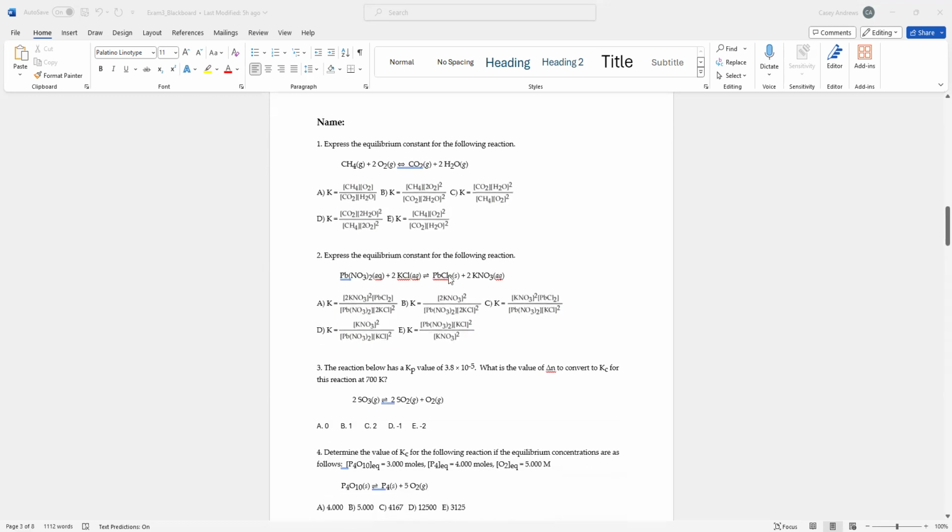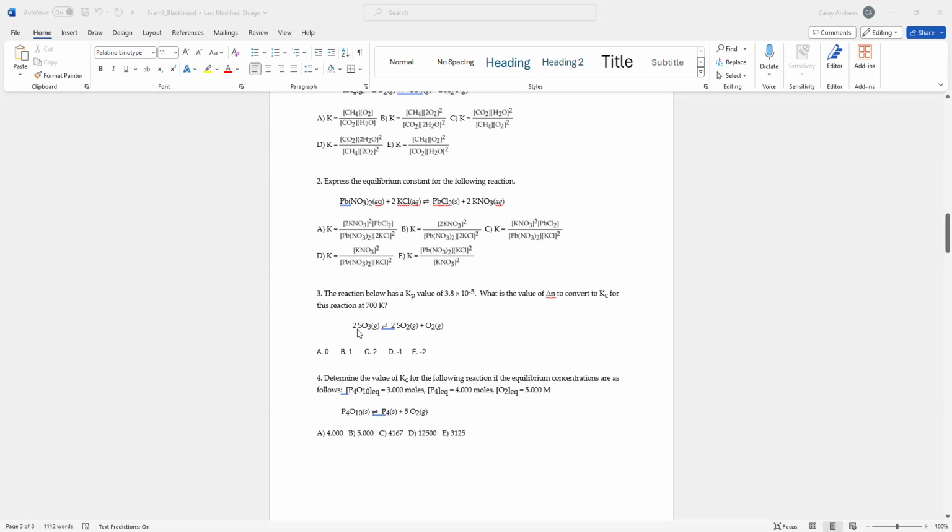2, I have a solid, so I don't want that there. I have 2KNO3, so that should be squared. 2KCl, so that should be squared. And that'll be D.